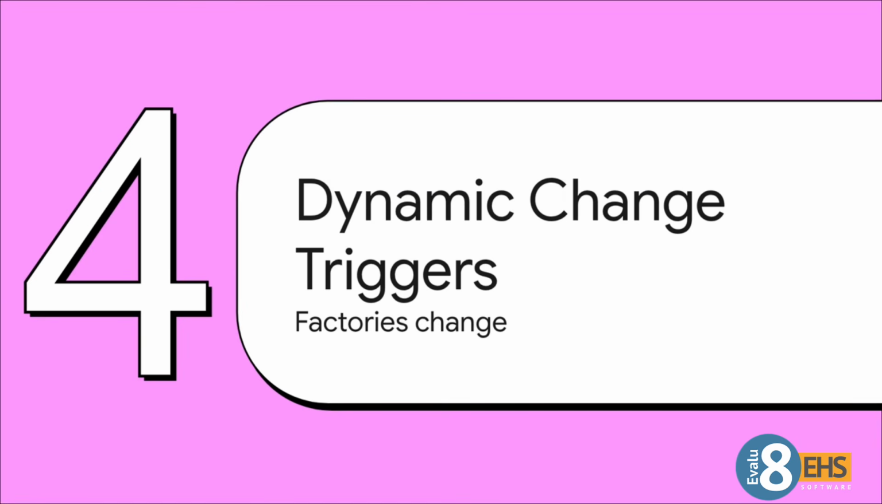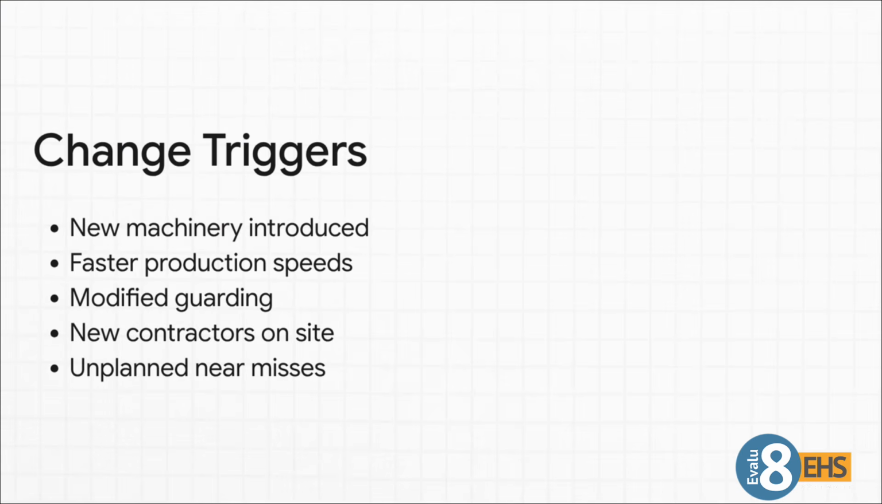Section 4, triggers for dynamic change. Because factories change constantly. Factories are living organisms, right? Risk assessments shouldn't just sit there unchanged for 3 years just waiting for a calendar expiration date to roll around. Things happen. New machinery gets introduced, production speeds ramp up, guarding is modified, or totally new contractors arrive on site. A digital system's true efficiency is found in how it reacts dynamically to those specific events.